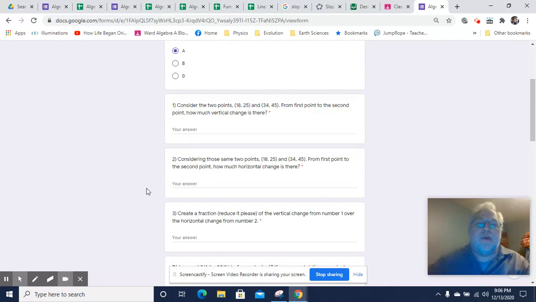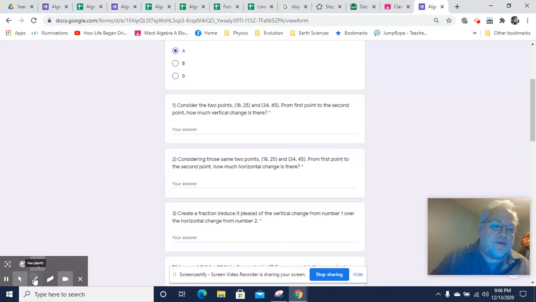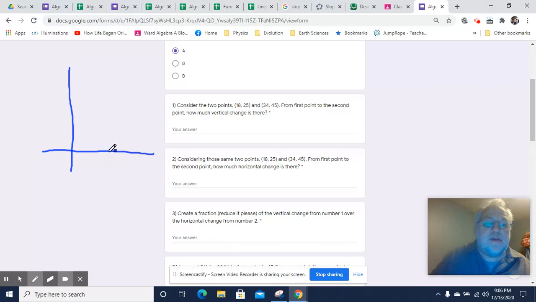So consider the two points, (18, 25) and (34, 45). We'll even make a little graph for them. We'll arbitrarily point that one as 18, and 25. There's that point. Most amazing handwriting you've ever seen.